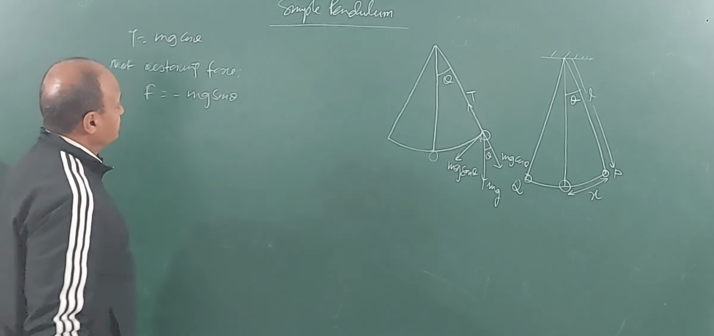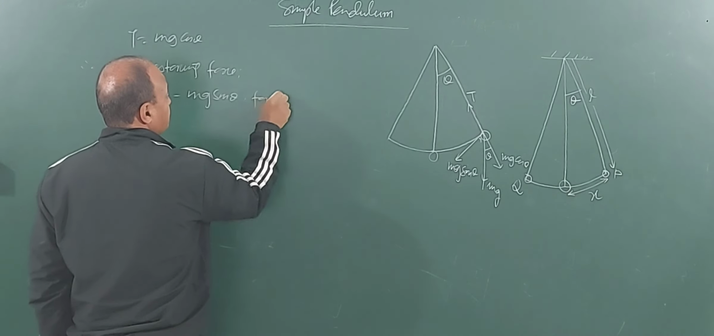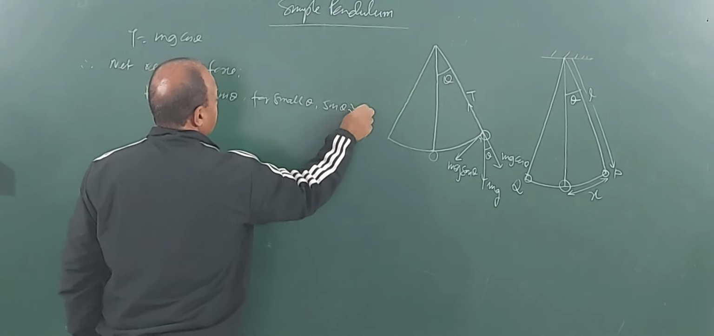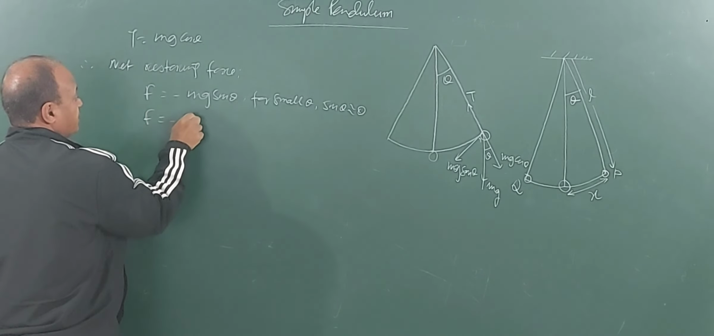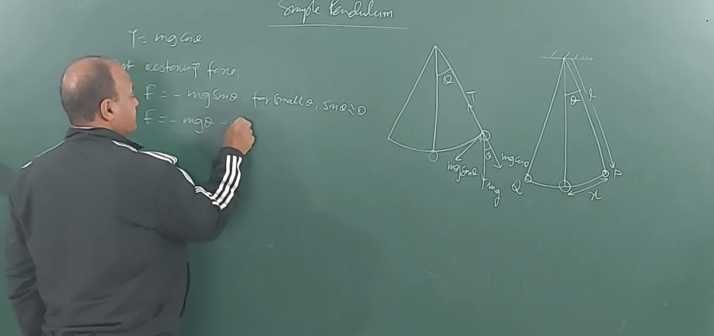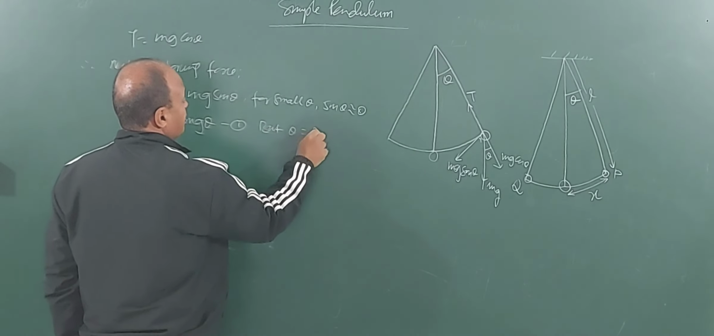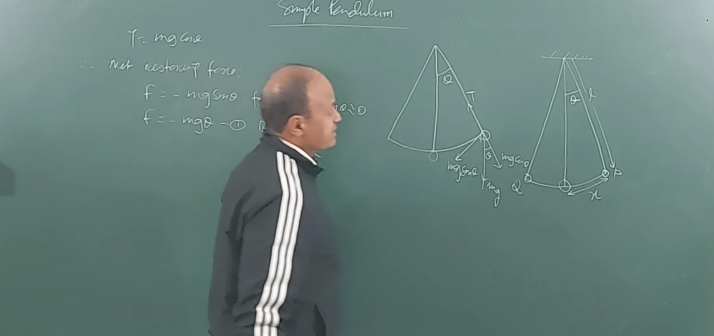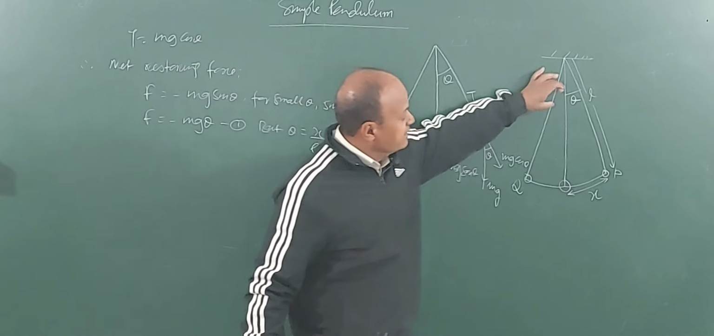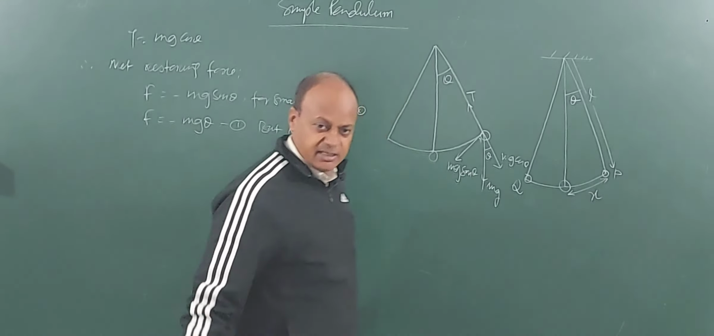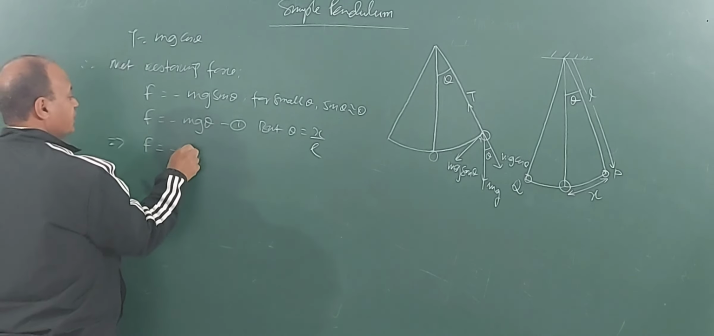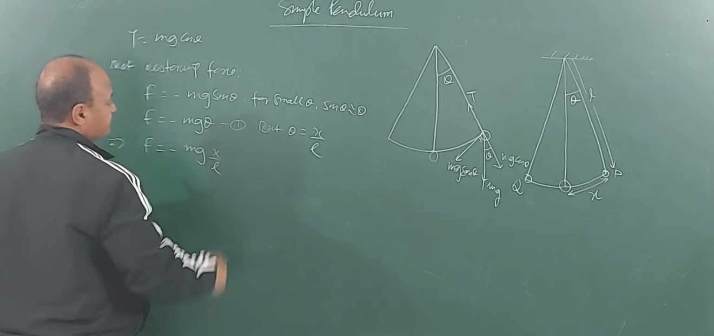Clear? Now, for small angles, for small theta, you know that sin theta is nearly equal to theta. Then F becomes minus mg into theta. Now, theta will be equal to x by L, where x is this displacement and L is the length of the string. So angle in radian is equal to arc divided by radius. So we get F is equal to minus mg into x by L.